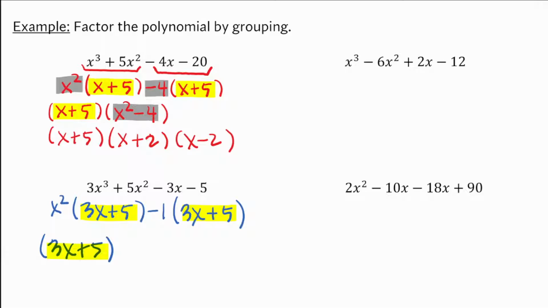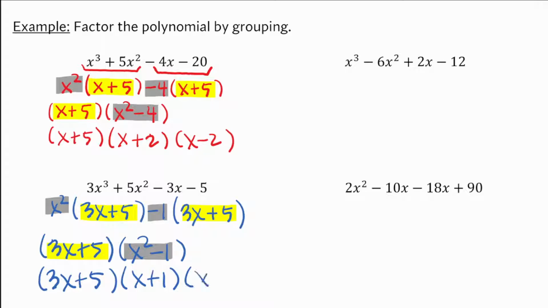And I'll be left with an x squared and a minus 1. And hey, that's a difference of 2 squares. Okay, and so I can factor that a little bit more and say I've got 3x plus 5 multiplied by x plus 1 and x minus 1. Okay, now I think you should try the 2 on the right. So I will once again pause the video, check your answer against mine, because here it comes.